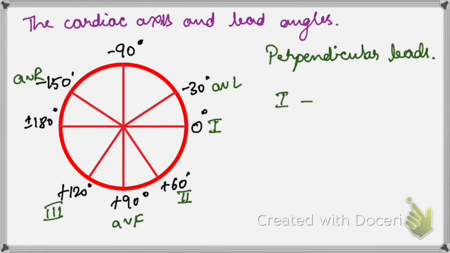For lead 1 at 0 degree, the perpendicular lead is at plus 90 degree, that is AVF. For lead 2, at plus 60, the perpendicular lead is AVL at minus 30. For lead 3, the perpendicular lead is AVR. This is very important in cardiac axis calculation, so you have to learn this by heart. Lead 1 perpendicular is AVF, lead 2 is AVL, lead 3 is AVR.